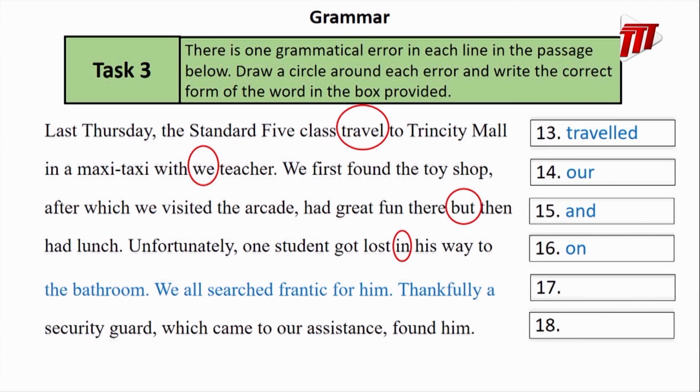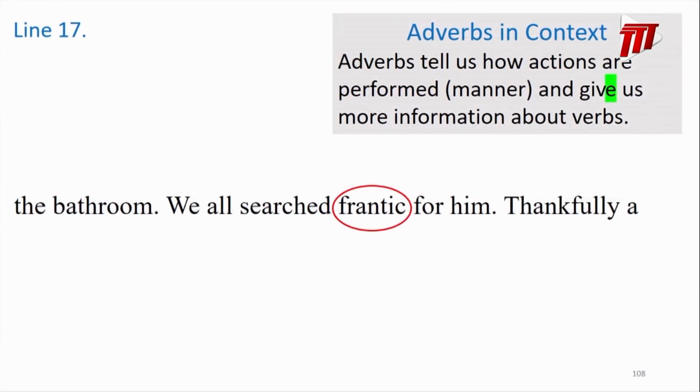Let's examine number 17. On his way to the bathroom, we all searched frantic for him. Thankfully, a security guard. Something is wrong there. We are describing how we searched for him. So we need to modify. Yes. So the verb has to have a word that is describing how we are searching for him. So we searched frantic. How did we search for him? Adverbs tell us how actions are performed, the manner in which we are searching for him, and give us more information about the verb.